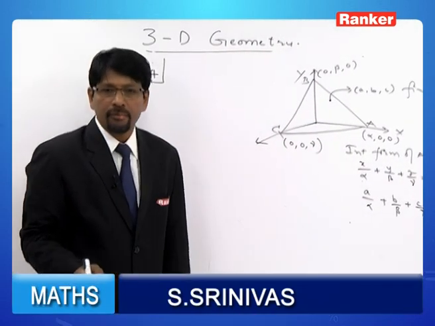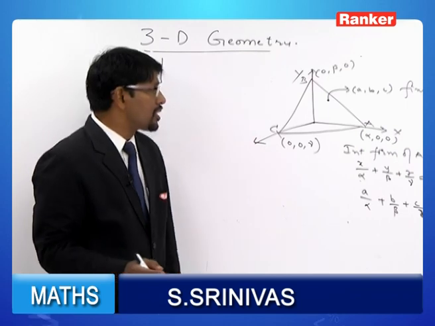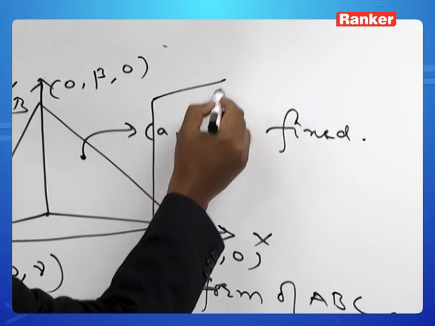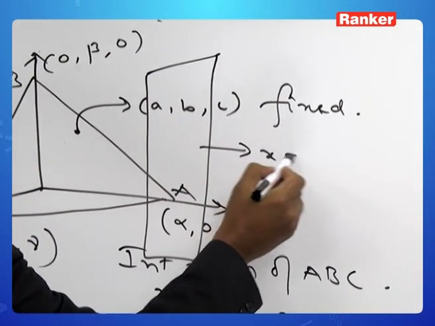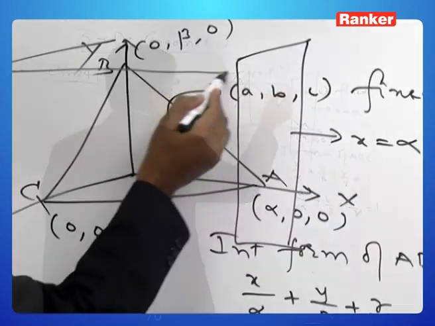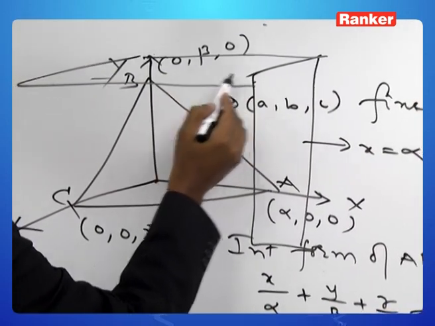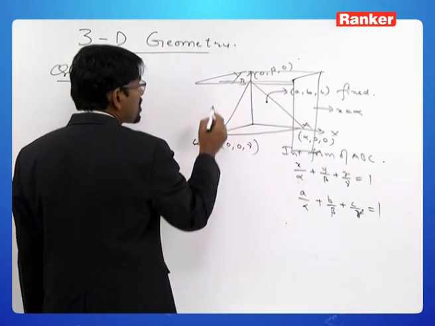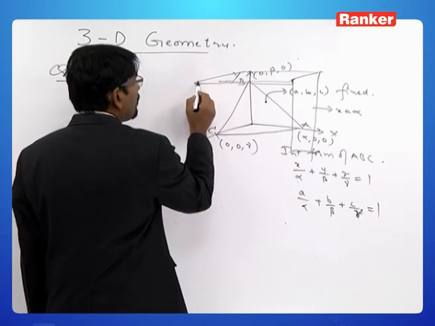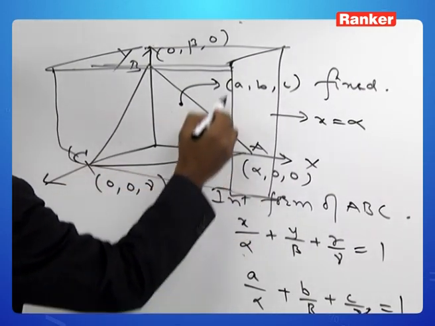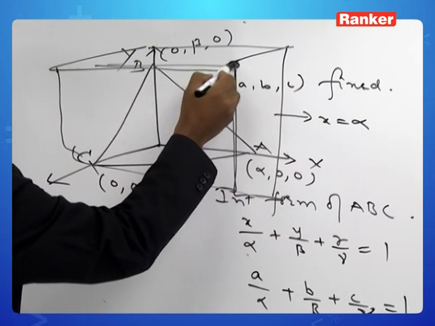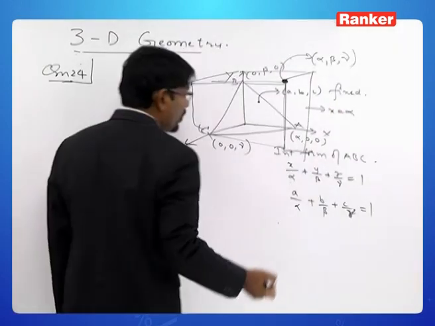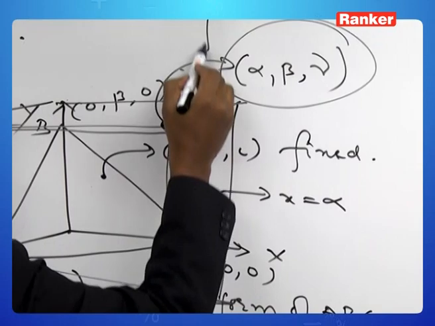But we are interested in the locus of the point of intersection of the planes through A, B and C. So I fit a plane through A. What will that plane be? x equal to alpha. Fit a plane through B, that's going to be y equal to beta. And the plane through C, z equal to gamma. So another plane we can fit like this. Where do these three planes intersect? They intersect at this point. And what will be the coordinates of this point? Alpha, beta, gamma.